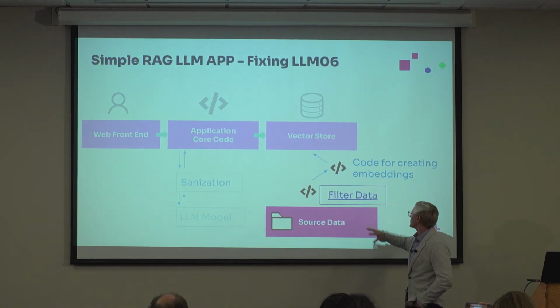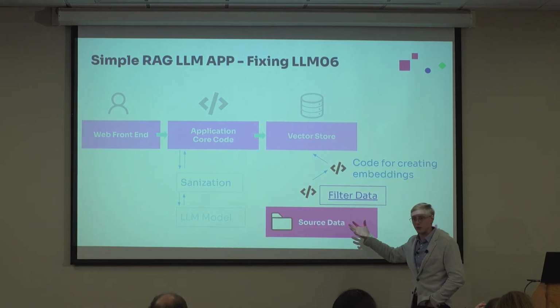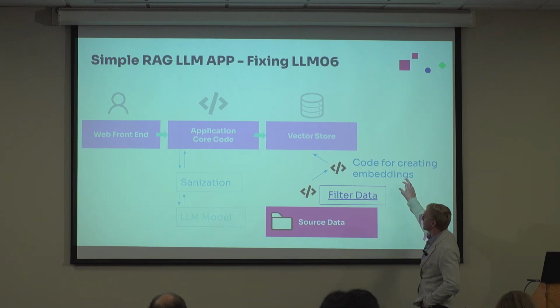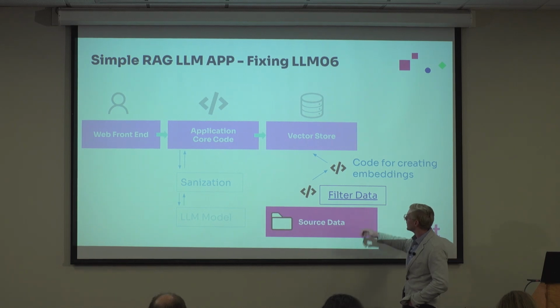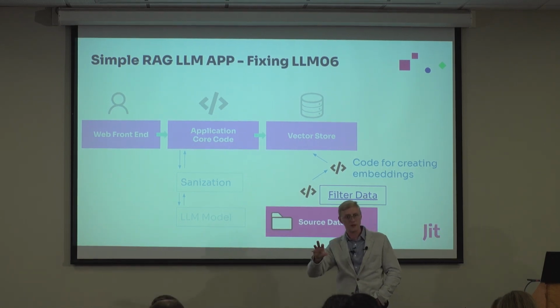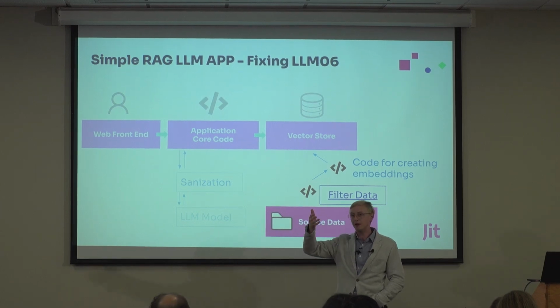Filtering data can be done a bunch of different ways. Most people are doing it programmatically. So before you run the code to create the embeddings, or the mathematical models behind this data essentially, you can programmatically filter and say, if any of these things are present, don't include this data and don't embed it.